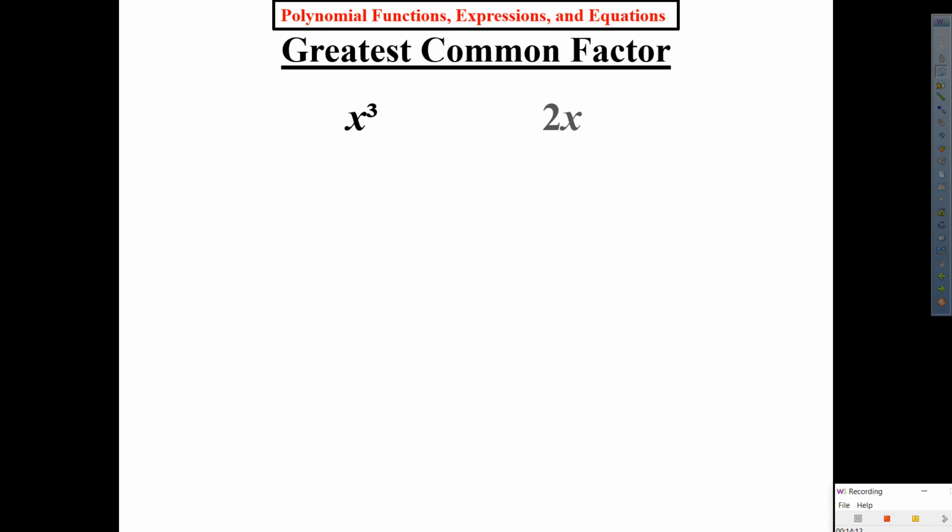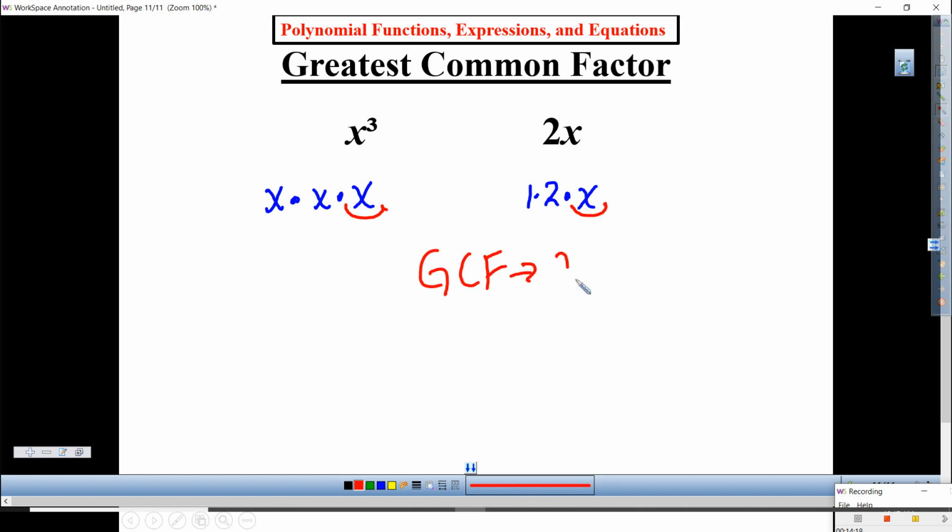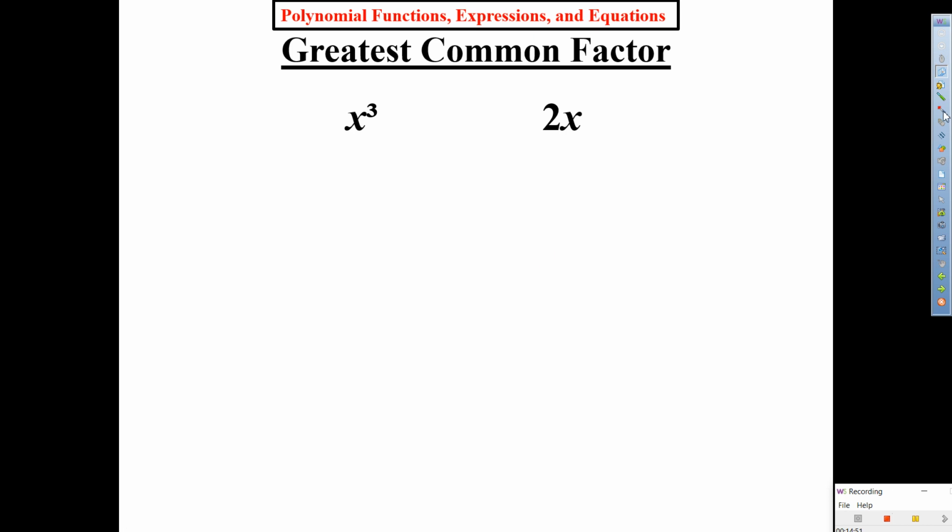Here we go. I need all the factors of x cubed. How do I write that, Mr. Q? Let me show you. X times x times x. How do I write this one? 1 times 2 times x. Are we there? All right. Do they have anything in common? Anything else? No. So my GCF is x. Are we there? Okay. So, on your paper, copy this, example Q.